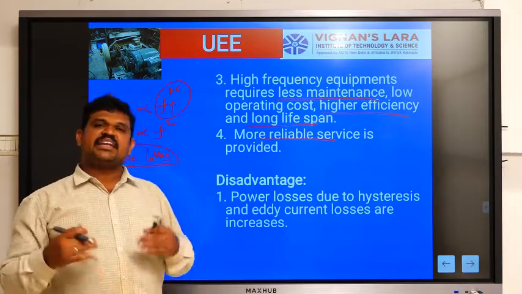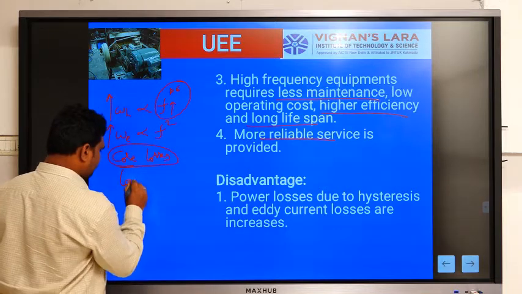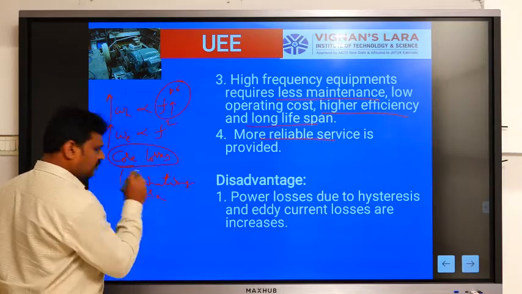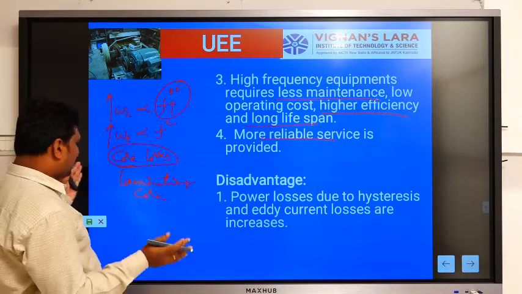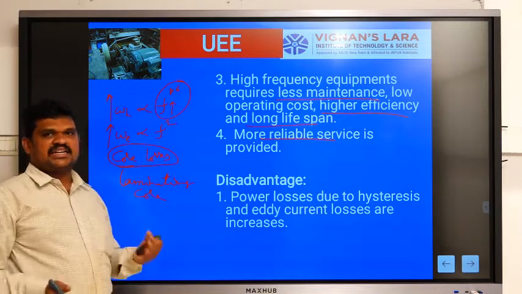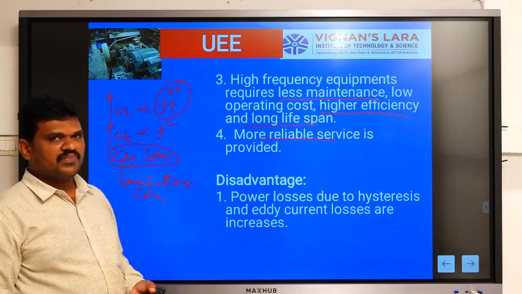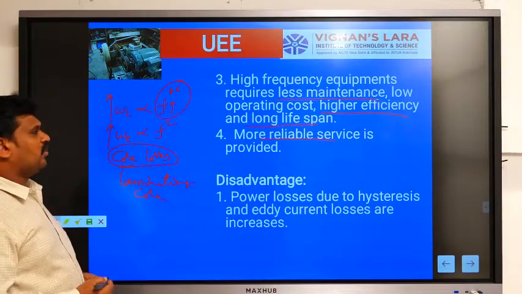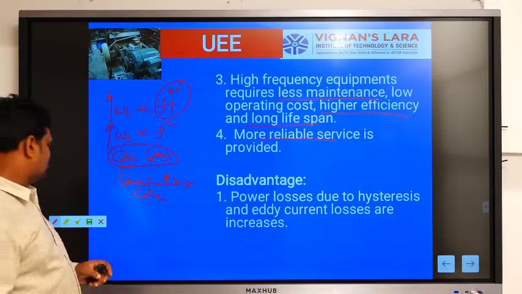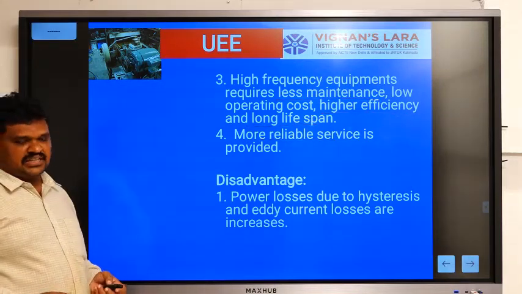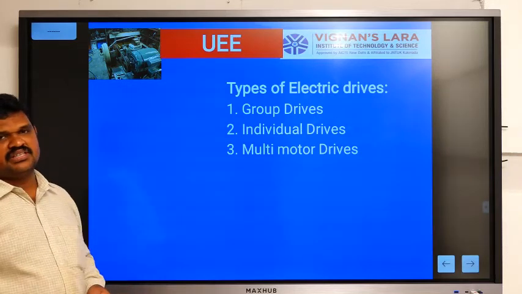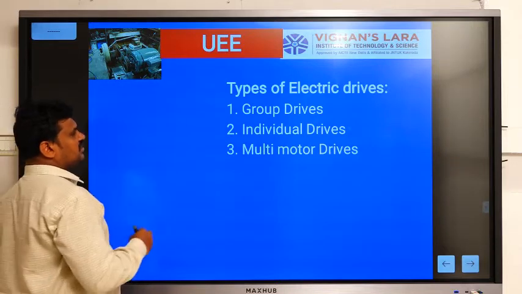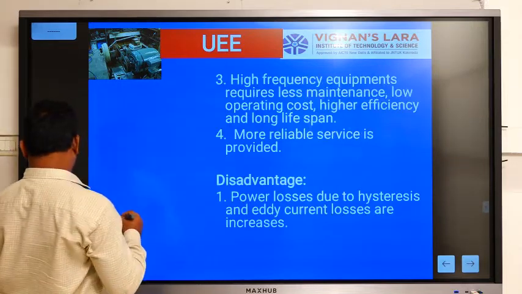The core losses are rectified by laminating the core. If you laminate the core, the hysteresis and eddy current losses will decrease, so that the overall efficiency of the system will increase. So these are the advantages and disadvantages of the high frequency supply. The next topic is the types of drives.